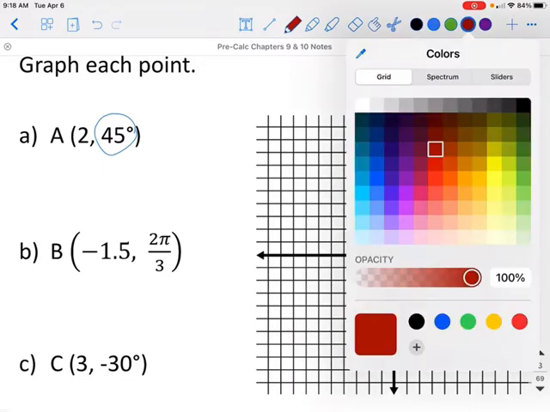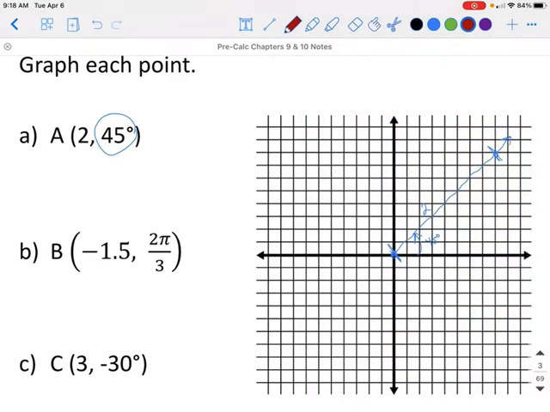Now for the next one, we're measuring an angle of 2 pi over 3. To convert from radians to degrees, you multiply by 180 over pi. So we can cancel the pi's. 3 goes into itself once, 3 goes into 180 60 times. So this would be equivalent to 120 degrees. So our angle would be here.